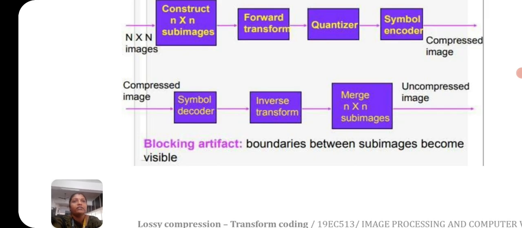The inverse transform converts the frequency domain coefficients back to the spatial domain. This step restores the image from the frequency components to pixel values. The common transform methods used on the decoder side are inverse discrete cosine transform, inverse discrete Fourier transform, and inverse wavelet transform.